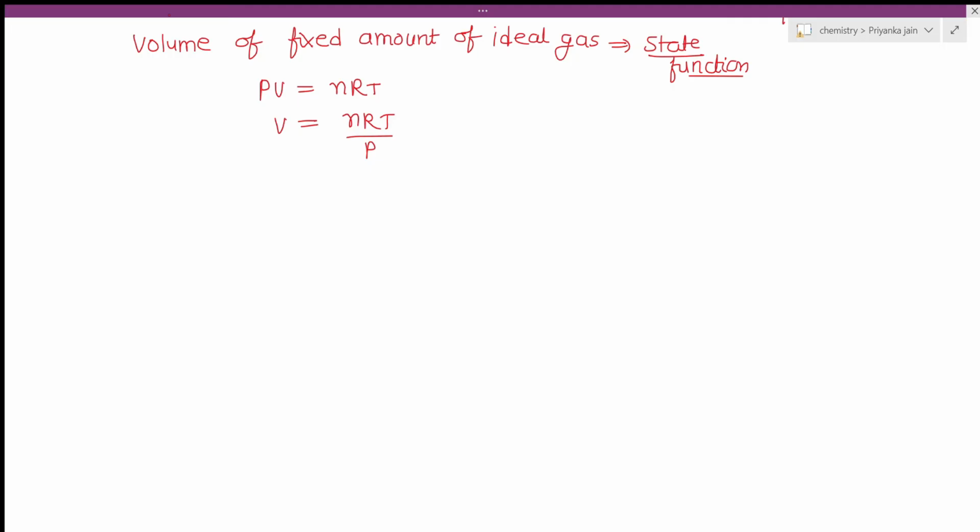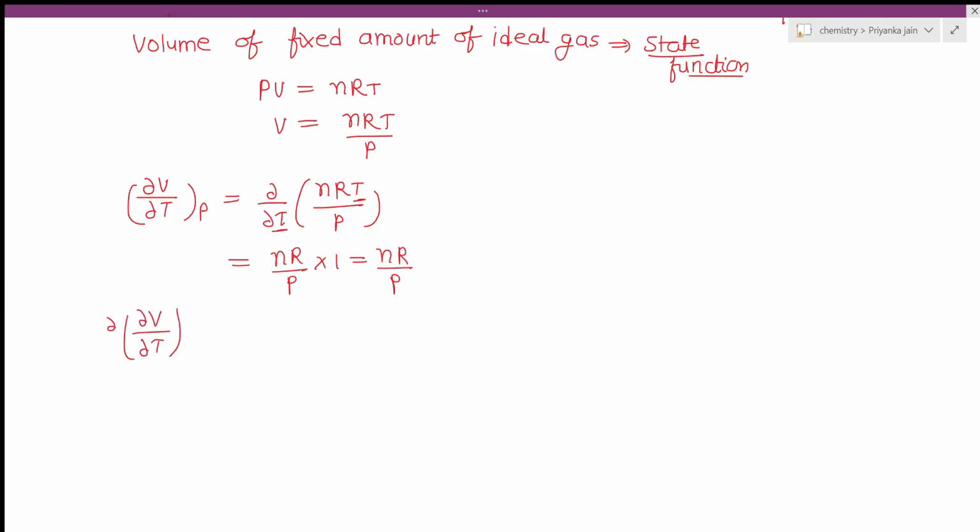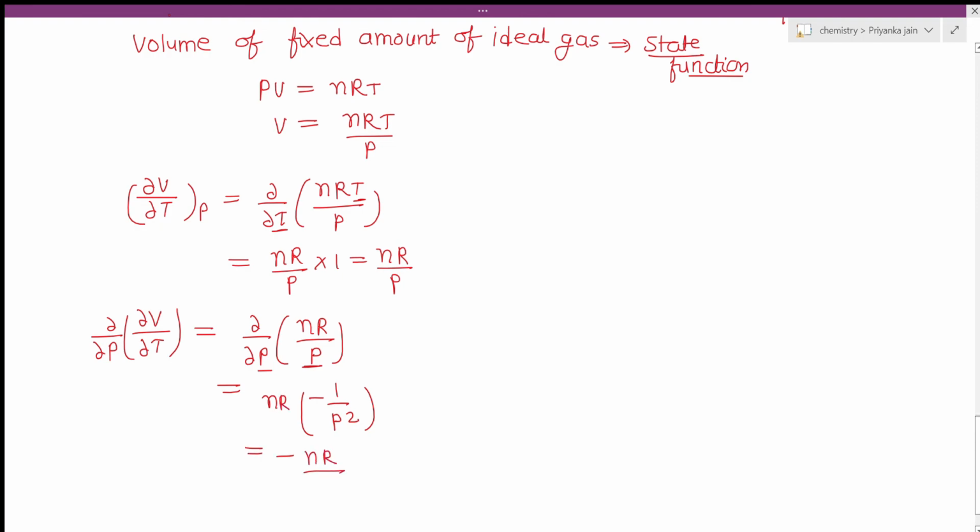So similarly, we can do the same thing as we have done in the case of pressure. Del V upon del T at constant P will be equal to del upon del T of nRT upon P, right? Now this term nR upon P is a constant, so it goes outside, and the differentiation of temperature with respect to temperature will be equal to 1. So this term comes nR upon P. Now again we can do its differentiation with respect to P: del upon del P of nR upon P. Now the differentiation of 1 upon P with respect to P will be equal to minus 1 upon P square, and nR goes outside. So we are getting minus nR upon P square.